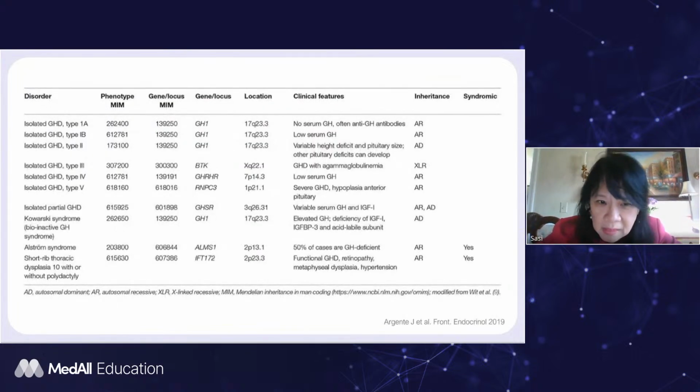And there are some uncommon genes such as ALMS1 or IFT172, and some may have different abnormalities as well, like short rib thoracic dysplasia or polydactyly, and could be part of Alström syndrome. So there are many genetic causes of growth hormone deficiency.